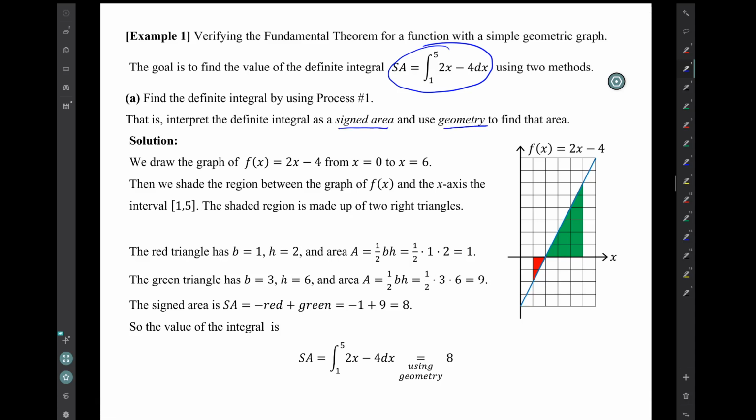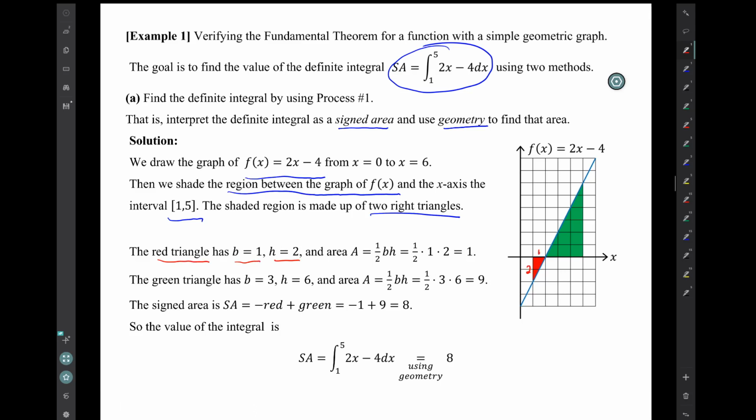So to do that, we draw the graph of little f of x equals 2x minus 4 from x equals 0 to x equals 6, and then we shade the region between the graph of f and the x-axis on the interval from 1 to 5. The shaded region is made up of two right triangles. The red triangle has a base of 1 and a height of 2.